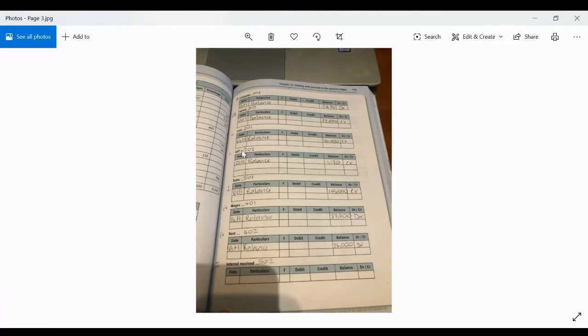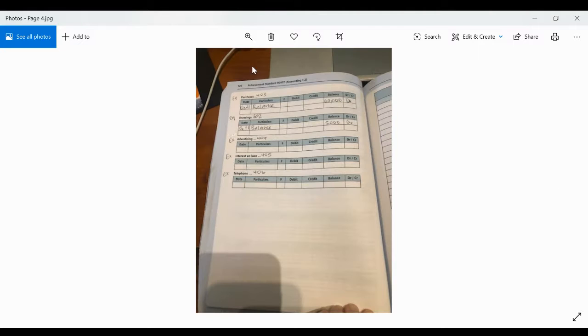GST is a liability. Sales is income or revenue, depending on what you call it. Wages is an expense, rent is an expense, interest received is income or revenue, depending on what you call it. So that is when the bank pays us interest because we have got money in a savings account with the bank. Purchases, that's an expense. That's us purchasing goods to sell.